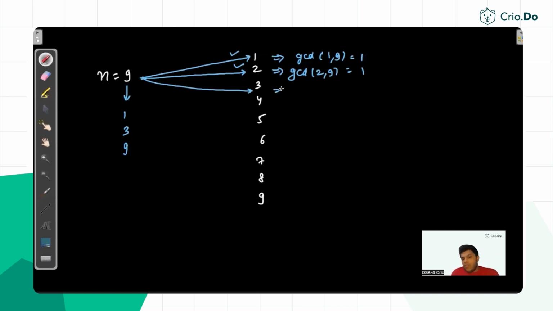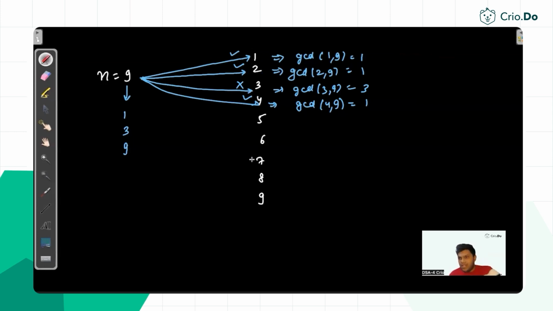What about 3? If you take the GCD of 3 and 9, it will be 3, because 3 is common among both of them. So 3 is not a coprime number with n. What about 4? 4 has factors 1, 2, 4. Again, out of them, it does not have anything common apart from the number 1 itself. So since the GCD is 1, yes, 4 is coprime with n. That is, the count will become 3.